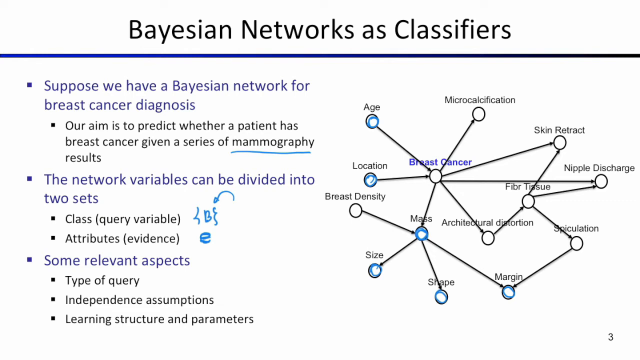So we can look at some relevant aspects for these Bayesian networks as classifiers, and the first of them is going to be the type of query. It's very clear that we are interested in the probability of B given the evidence E, right? Imagine that B can have several different values. Each value is a class, and I want to know which of those classes is the most likely. And this is the one that we're going to give you as response.